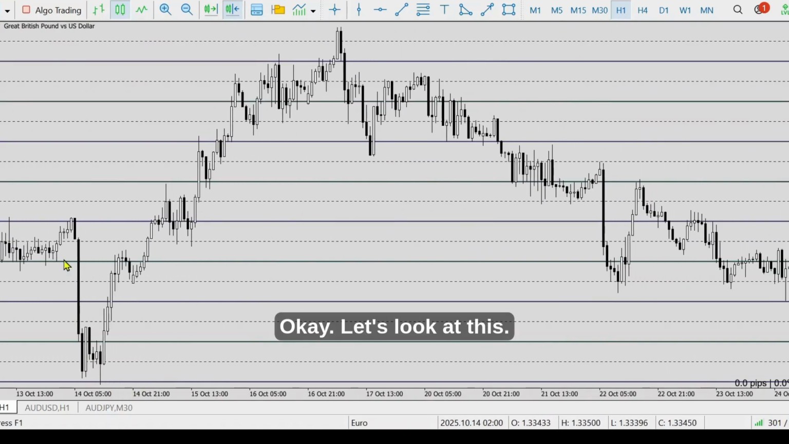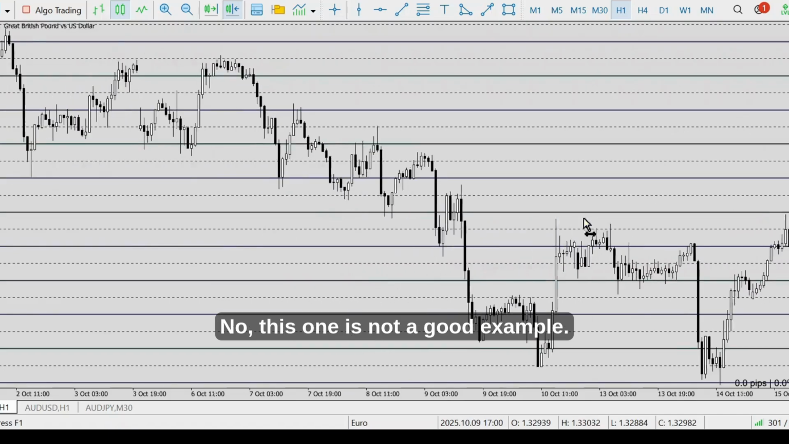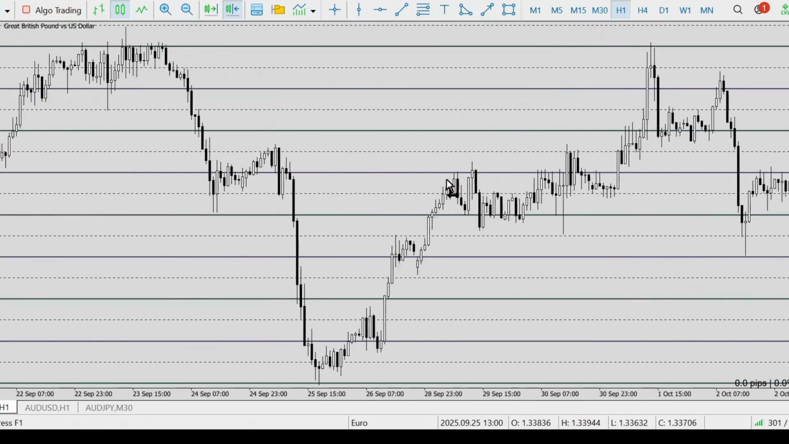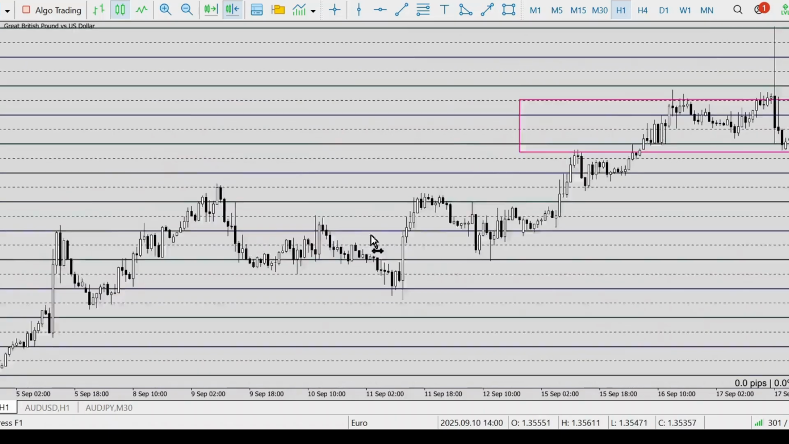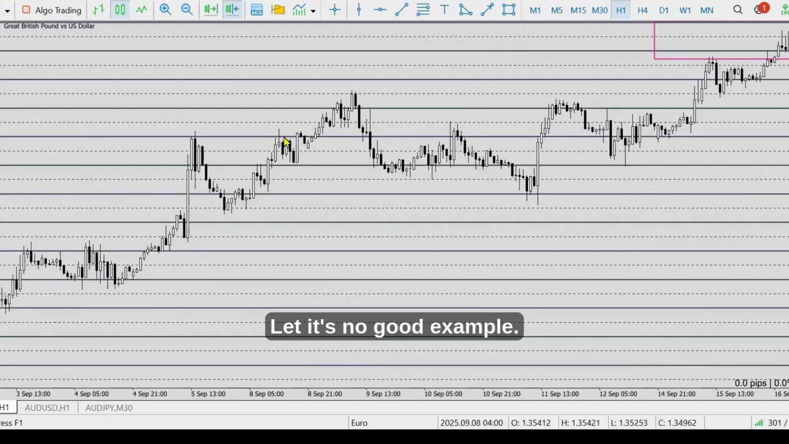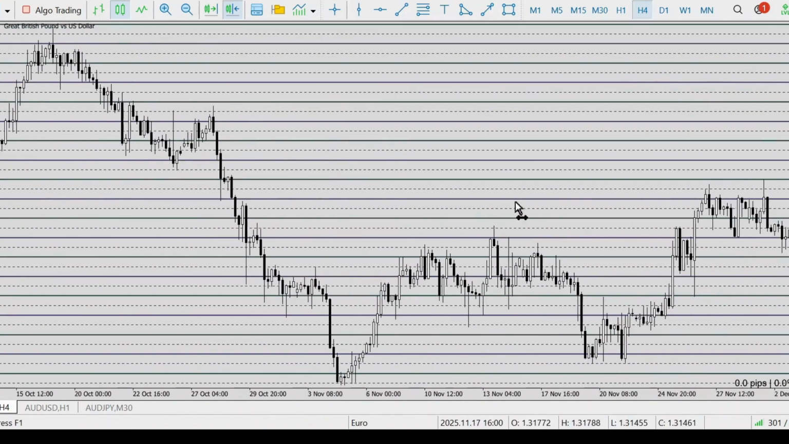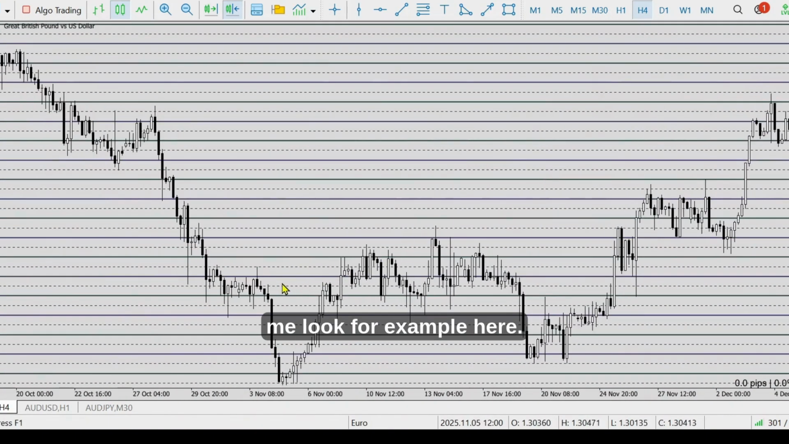Okay, let's look at this. There is a breaking structure. No, this one is not a good example. No, it's no good example. Let me look for an example here. Okay, let's look at this.